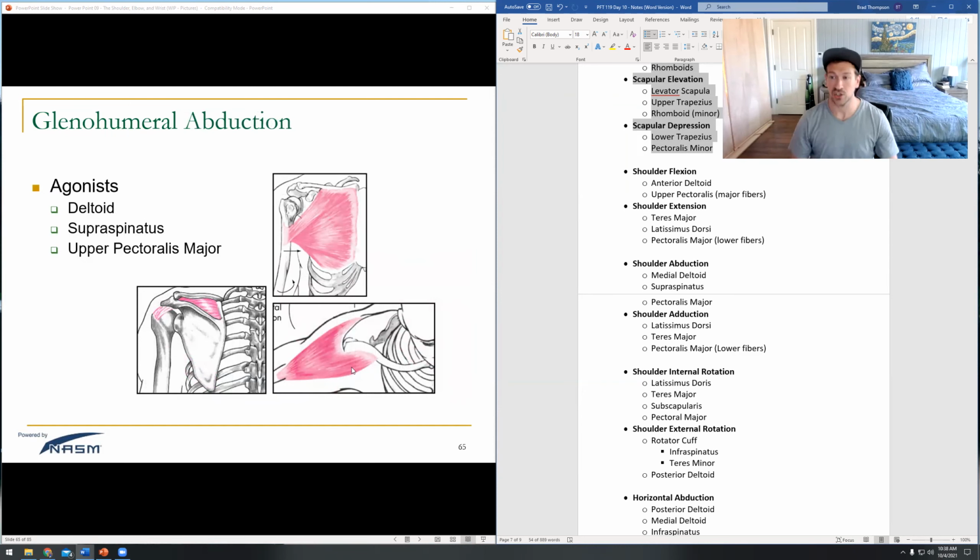Then we've got the abduction going this way. Big one here is the medial delt, but a little bit of the supraspinatus as well, and a little bit of pec major, nothing to write home about. But really, guys, middle delt.